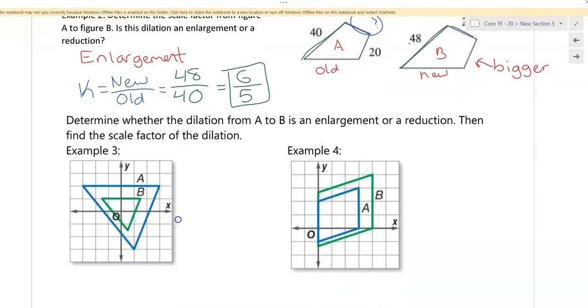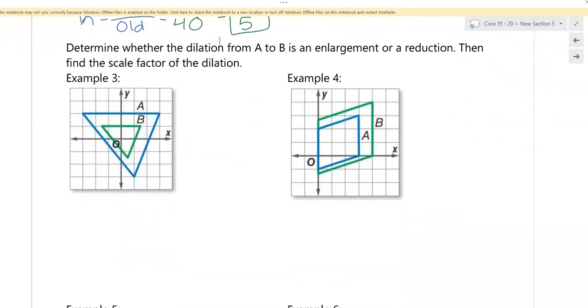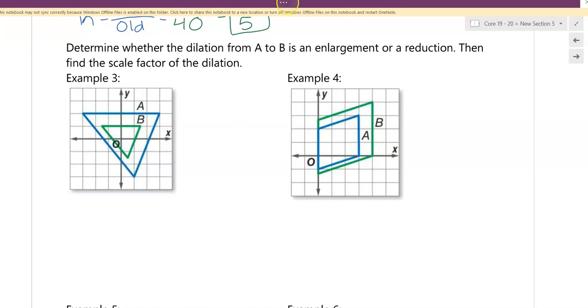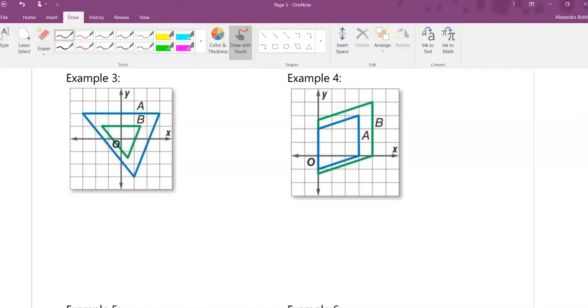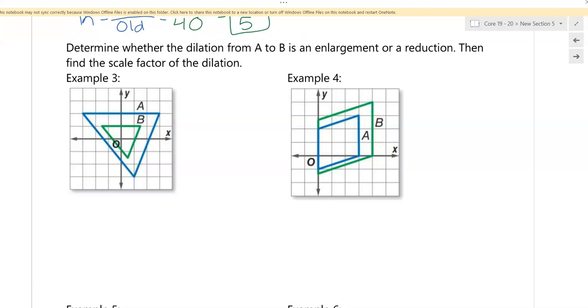All right, looking at our next one, determine whether the dilation from A to B is an enlargement or a reduction. Then find the scale factor of the dilation. Okay, so now we have these graphs, and it doesn't tell us the lengths of the sides. So in order to do scale factors with graphs, we have to just use the points. So here, same thing. I'm first going to determine if it's an enlargement or a reduction. So A, this blue figure is my old, to B, this green figure is my new. Well, my new is much smaller, right? So this is going to be a reduction.